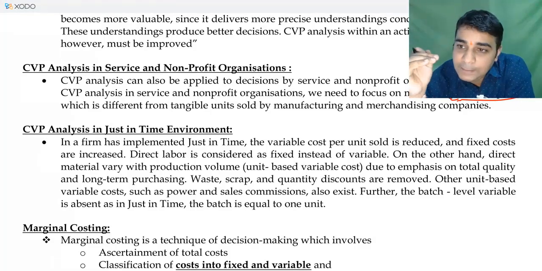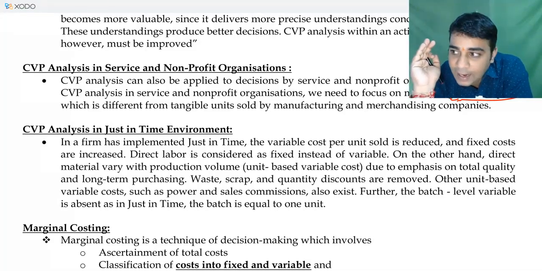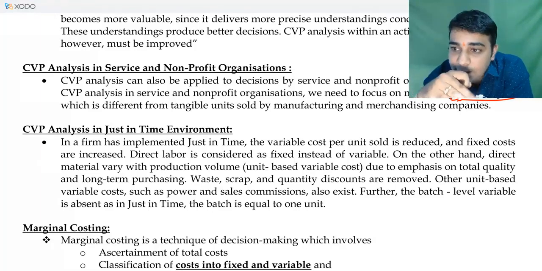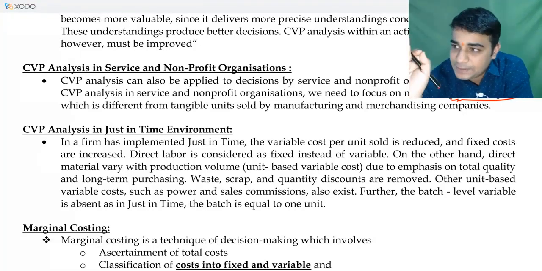What is just-in-time purchase? You should buy the raw material and immediately consume it. So your purchase of raw material should coincide with consumption of raw material. You learn this in detail. There is a separate discussion of some 3 hours on this area, so I am just explaining briefly as of now.